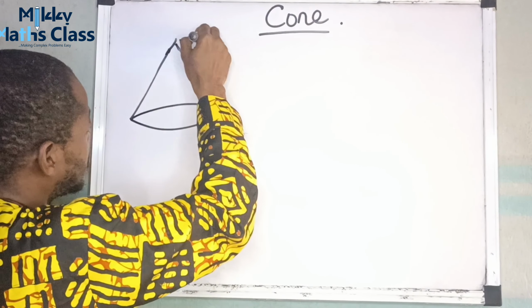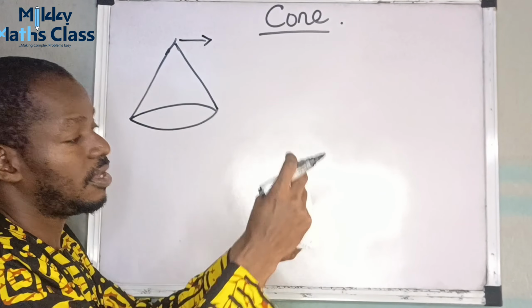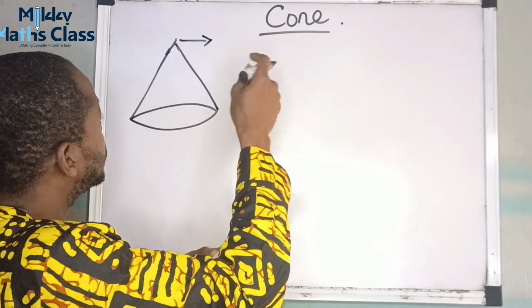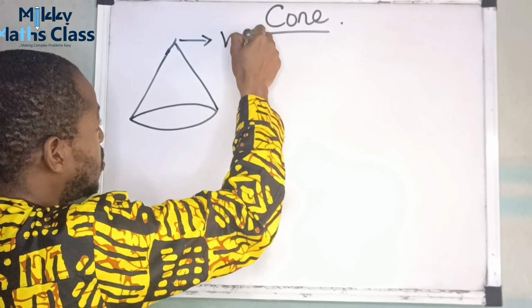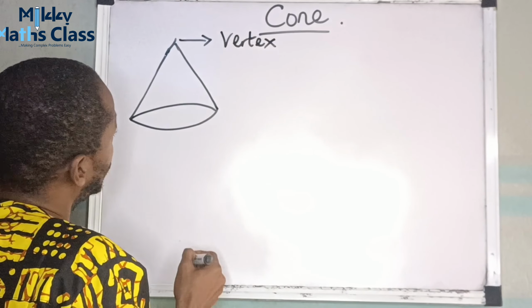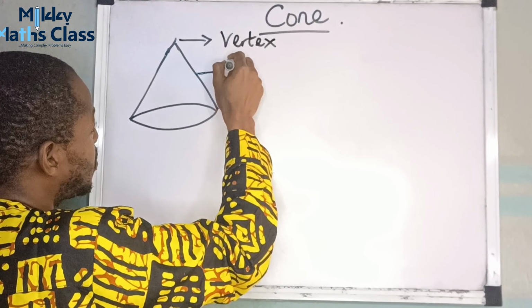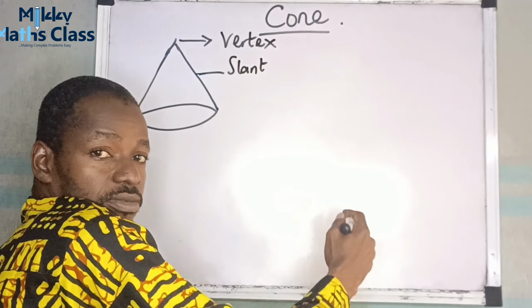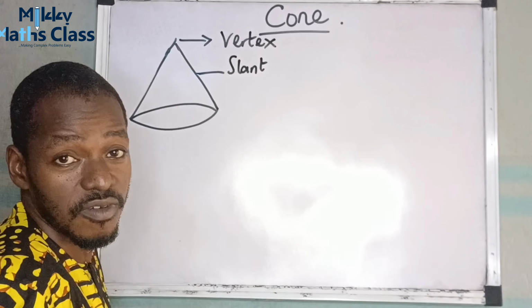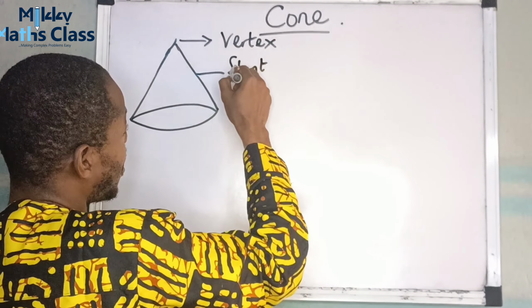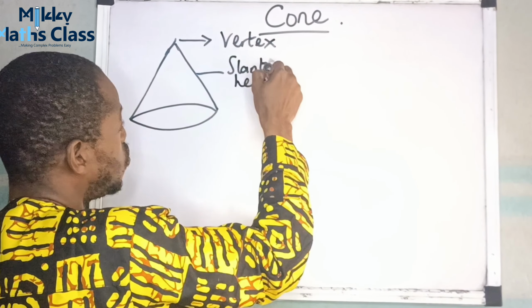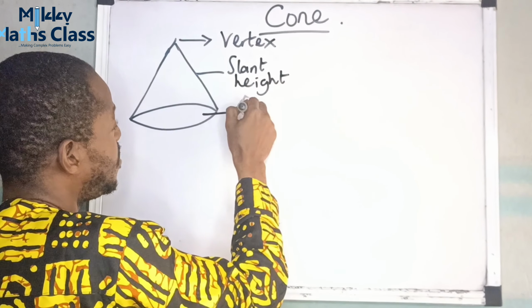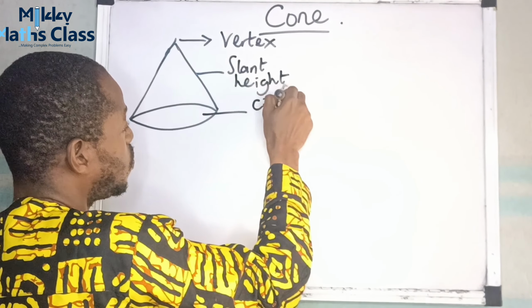This is the vertex, the pointed end. This point is the vertex. The pointed end is called the vertex. Now, this here is the slant height. This is the height. Slant means something slipping or bending over. Let me put it that way. Slant height of the cone. This is the circular base.